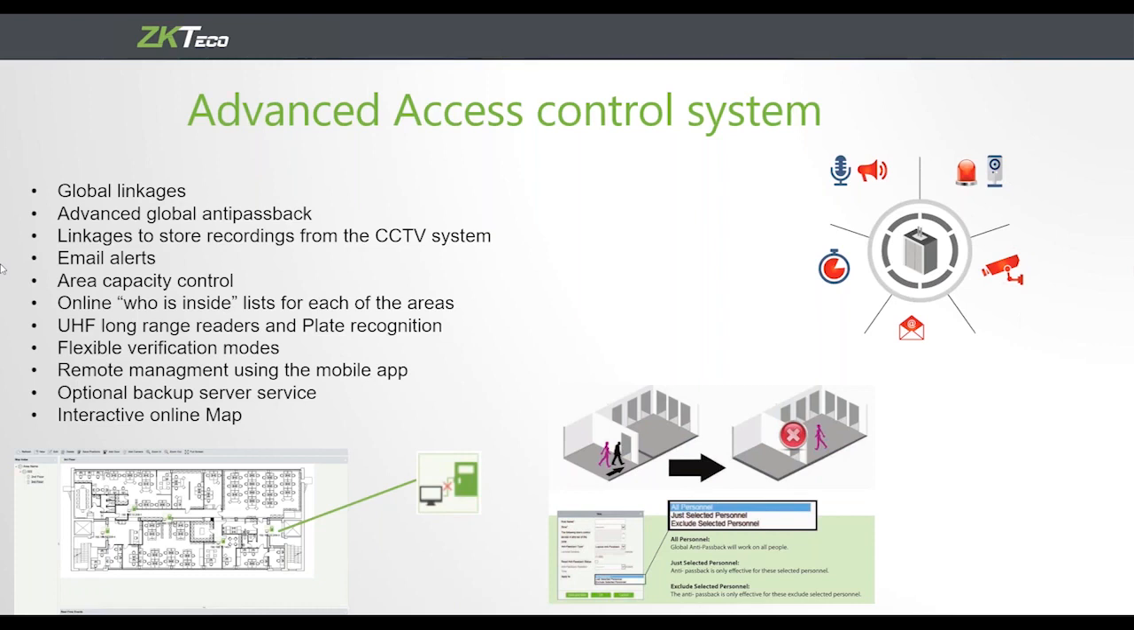We also have an optional backup service for backup servers. In some critical installations, the server can never be offline. So we have some special servers that can provide a second backup server that, in case of failure of the first server, will jump to the second server. And we have an interactive online map.